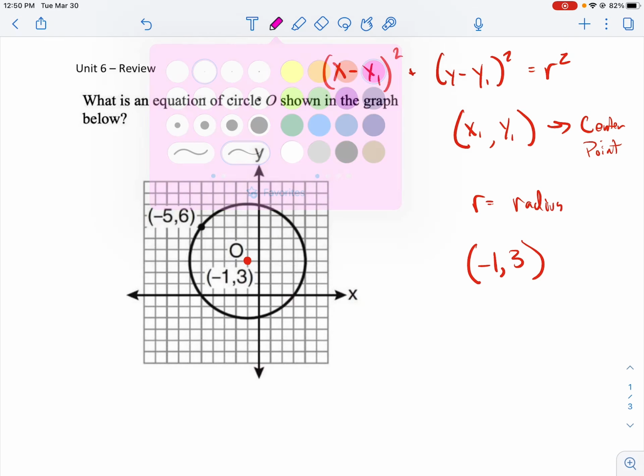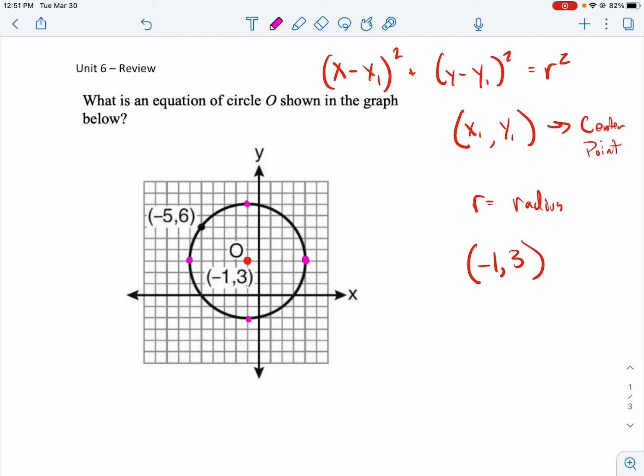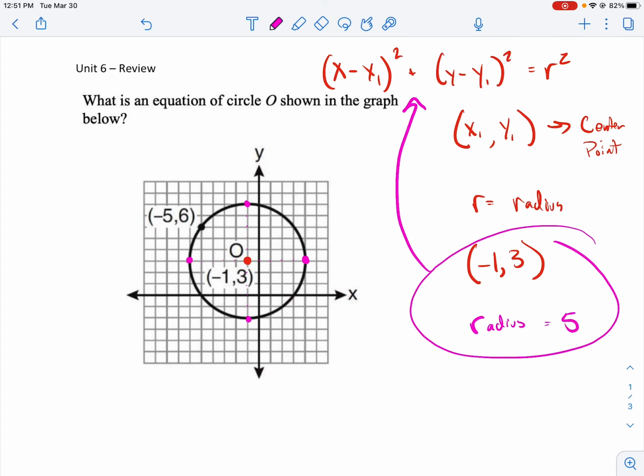We can do that by simply counting north, south, east and west. So 1, 2, 3, 4, 5. And 1, 2, 3, 4, 5. And 1, 2, 3, 4, and 5. So it looks like our radius is 5. So what we have to do is plug all this stuff back into that equation.